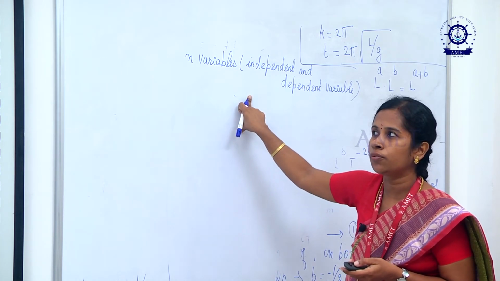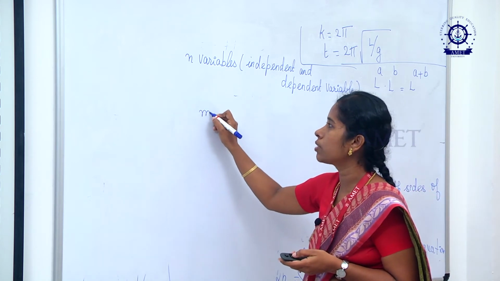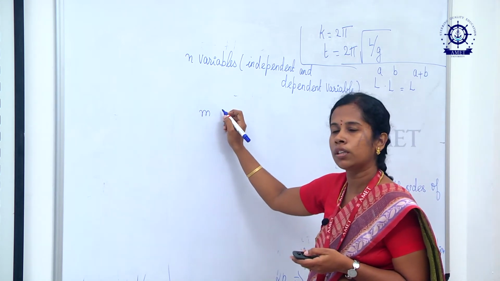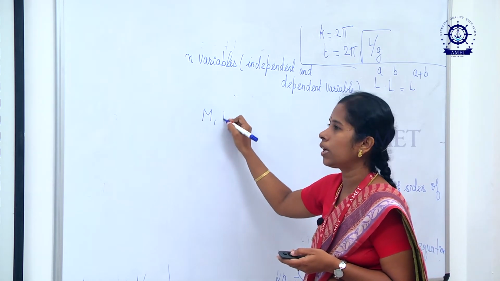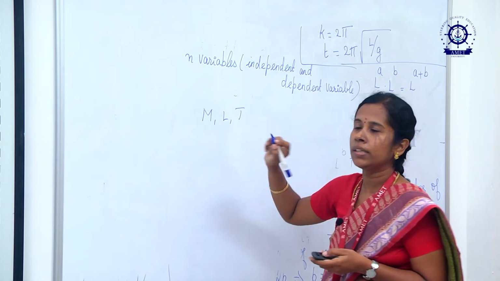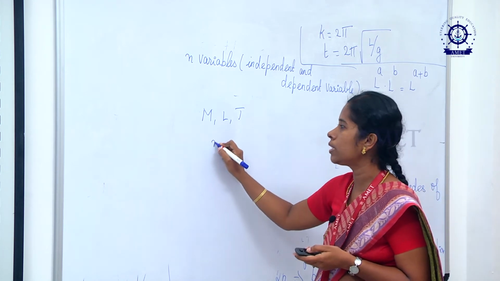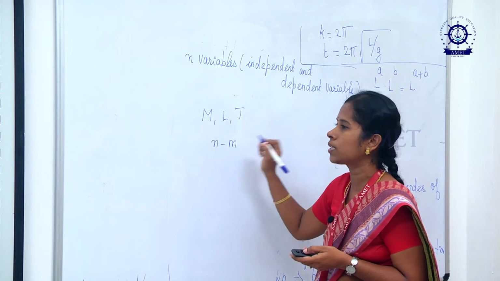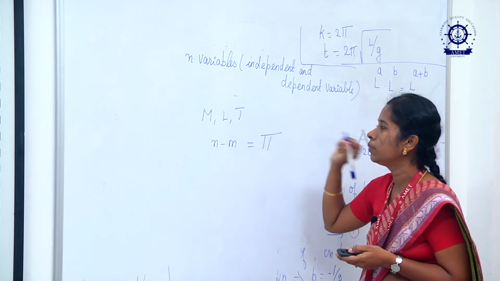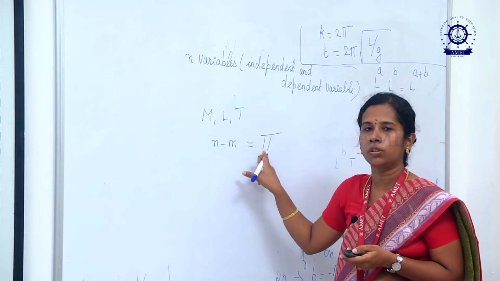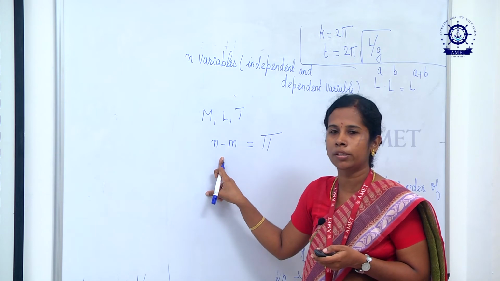and if these variables contain m fundamental dimensions. Already we have seen the fundamental dimensions are 3, that is mass, length and time. Then these variables are arranged into n minus m dimensionless terms. Each term will be called a pi term. The number of pi terms will be equal to n minus m. This is the statement of Buckingham's pi theorem.